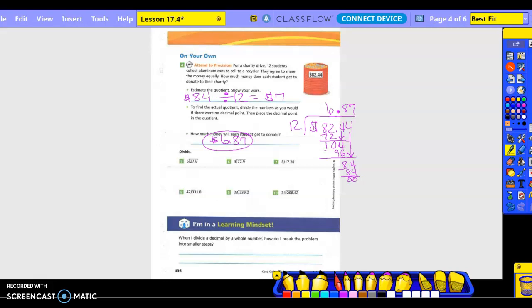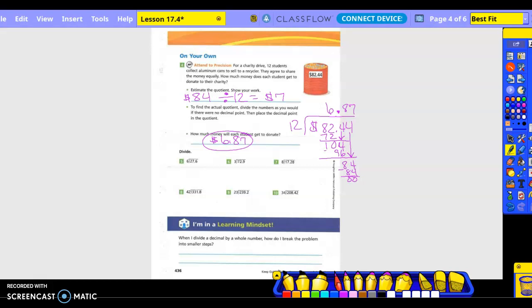Now, they just say divide, so do you have to have an estimate? No. Okay, now you need to make sure you pay attention to the directions, because if they do want an estimate, you need to do like we just did on the other page, okay? If they don't ask for that, then you don't have to do that. But when they do ask for both, those problems are worth 4 points. 2 points for showing your work for the estimate and getting your answer, and then another 2 points for showing your work and getting the actual answer.